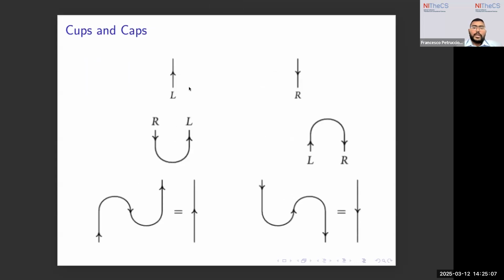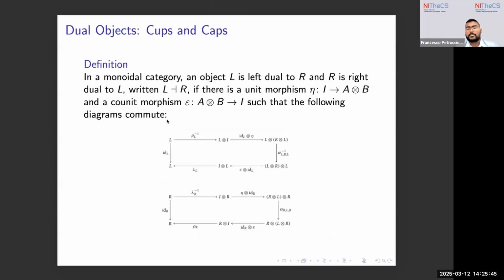So on the top here, I've drawn L and R. Remember, they're objects, so we have to draw them as wires. I've indicated direction here simply to keep track of which is the left dual and which is the right dual. However, later on, we'll see that it's usually clear which is the left and which is the right. So in ZX calculus, you don't normally see these arrows showing direction. So we want L to be the left dual and R to be the right dual. What were the requirements? We want eta from I to A tensor B.